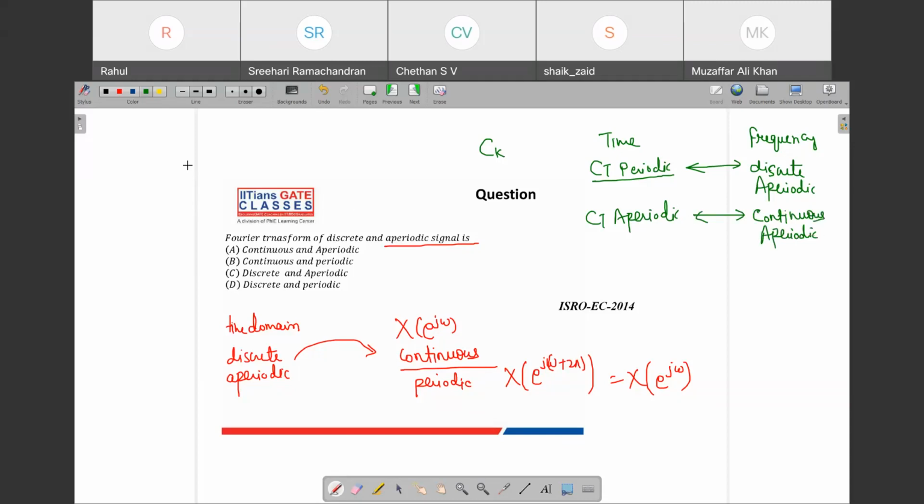Now we just discussed the discrete time case. So let me write discrete time periodic. Discrete time periodic is also discrete and periodic.